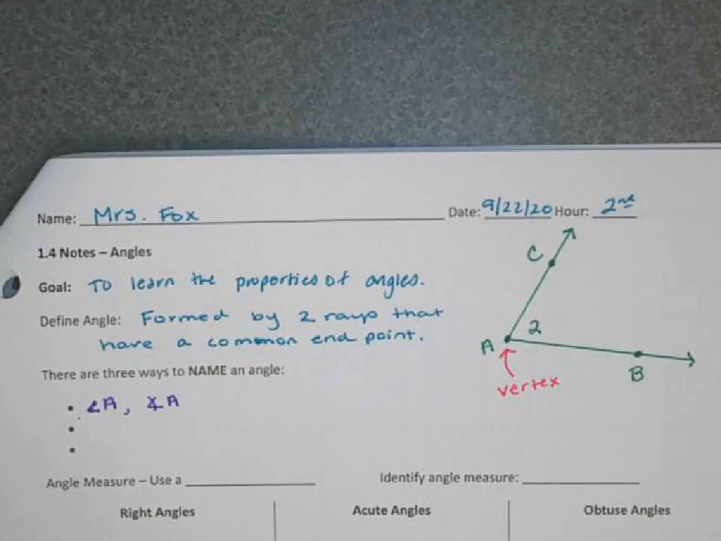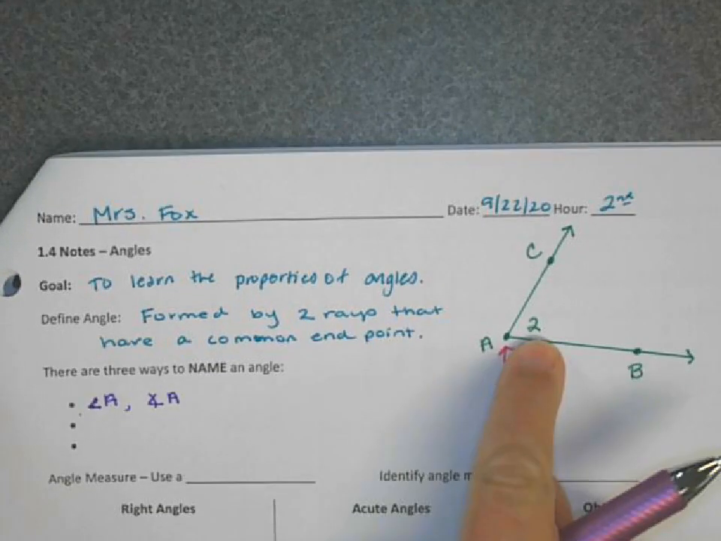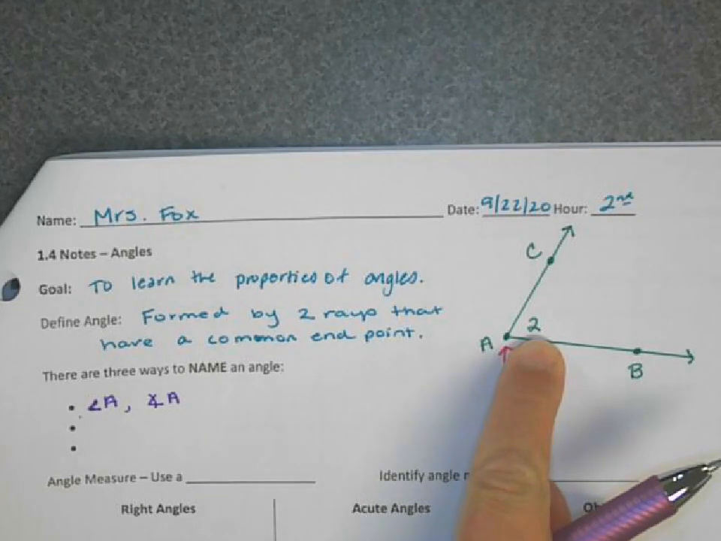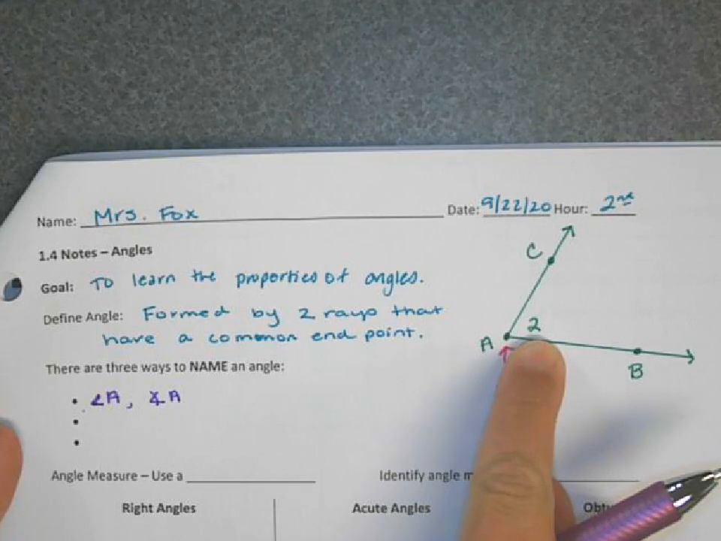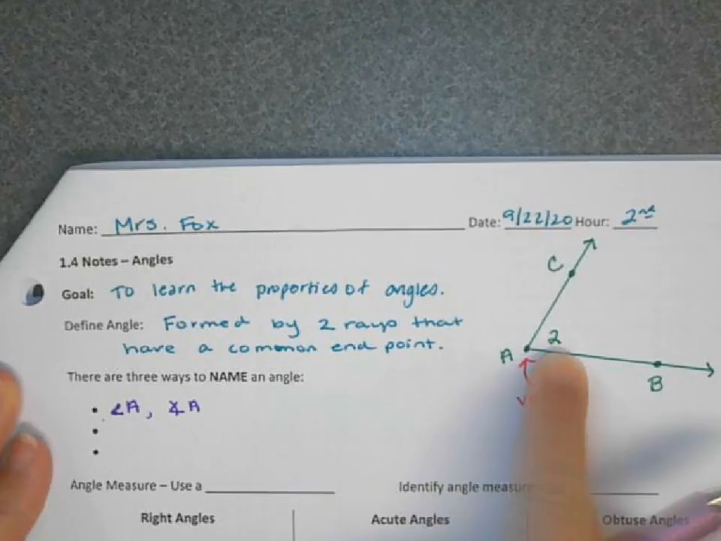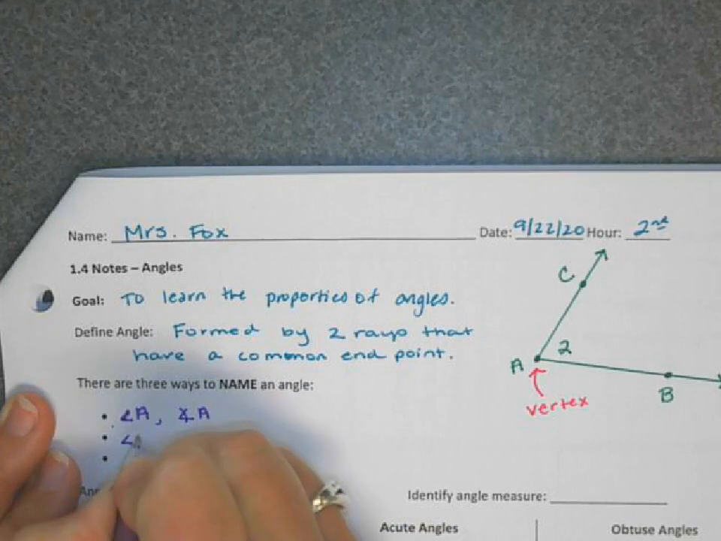The other way you can name it is by a number. So if there is a number in there, you can name it with the number. Right? The number is not always going to be there, so if it's not there, you can't use that method. But in this case, it's there, so we'll call this angle 2.